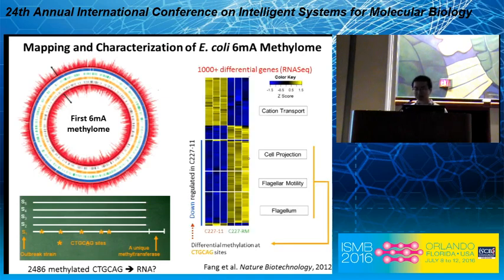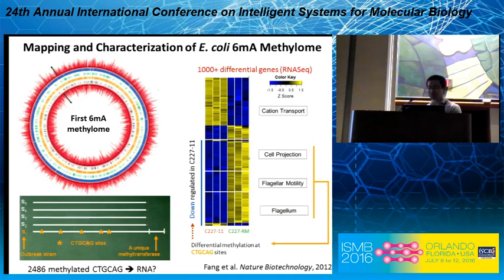Through perturbation experiments, we did a knockout and an overexpression. We noticed that more than 1,000 genes were differentially expressed when we changed the expression of the methyltransferase. That represents more than 20% of the total genes encoded in the E. coli genome. These three pathways are enriched for both methylation and gene expression.